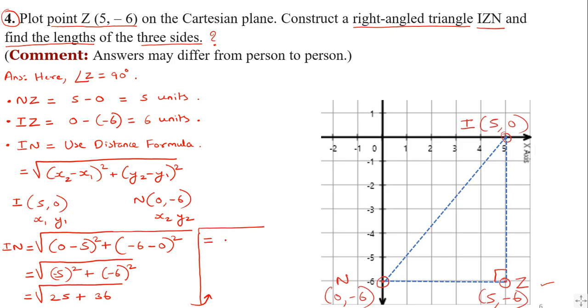So here we'll add both these numbers. 25 plus 36 is under root 61. So therefore IN is equal to root 61 units. So this is our answer.